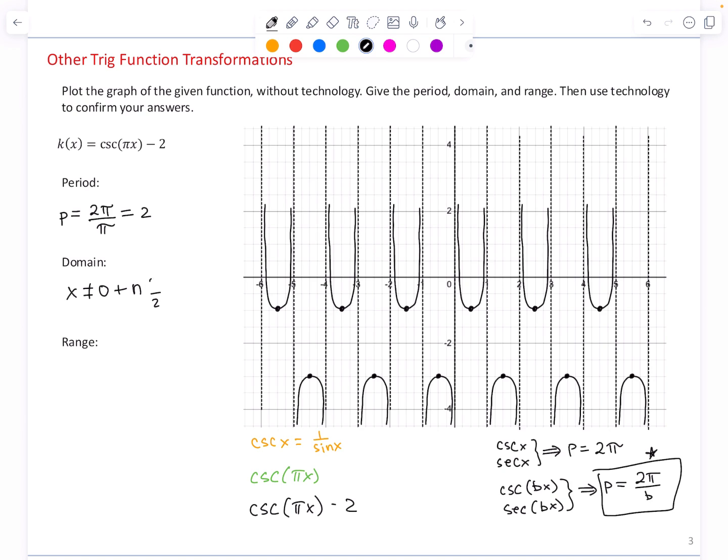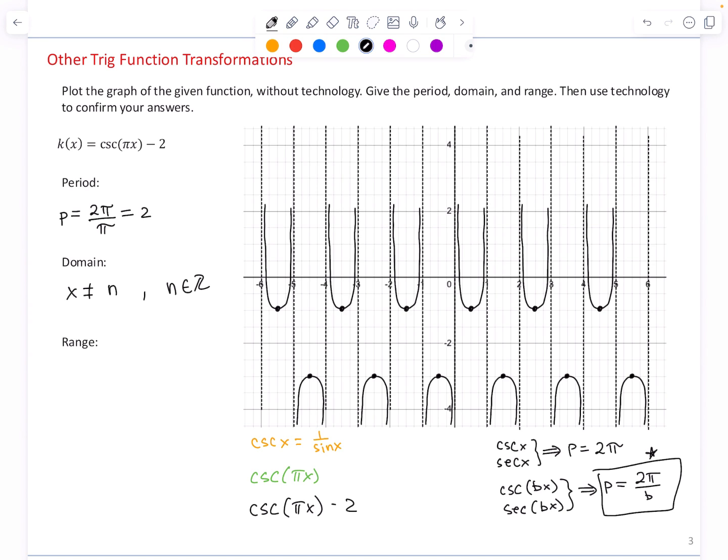Well, the period is 2, so half the period, 2 divided by 2 is 1. So we don't need to say that, and we don't need 0 plus. So simply x cannot be n, where n is any integer. Notice that's exactly where all the vertical asymptotes are. At x equals 0, 1, 2, 3, 4, etc., negative 1, negative 2, negative 3, etc.